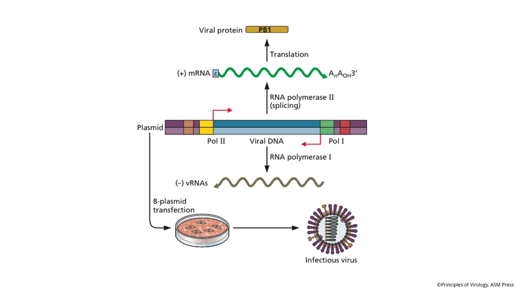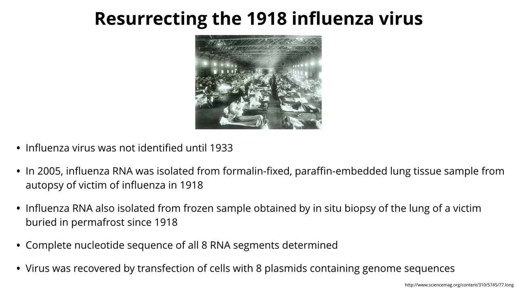And this is a very interesting ability. In the case of influenza virus, it was used to rescue the 1918 strain. Now, back in 1918, there was a pandemic caused by a very lethal virus. Somewhere between 50 and 100 million people globally died from this infection. But we didn't isolate the virus back then. We didn't get influenza virus until 1933. So nobody could study this virus at all until not too long ago.